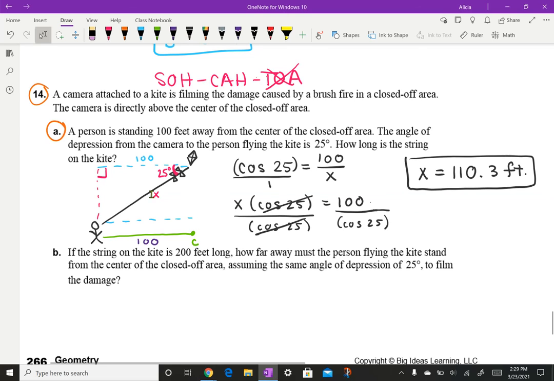Now, this was a little bit more of a complex picture. So when you're doing your homework, if you just need help drawing your picture, please let us know so that we can help you out during support time.